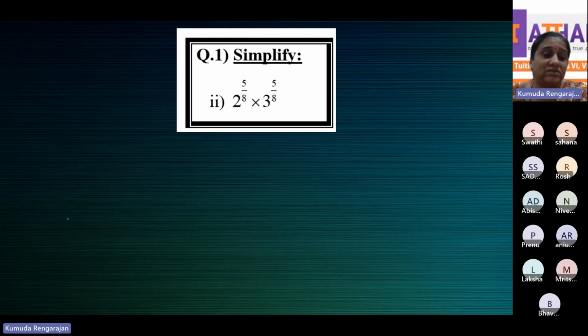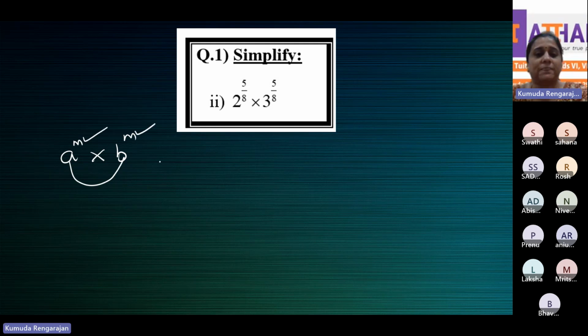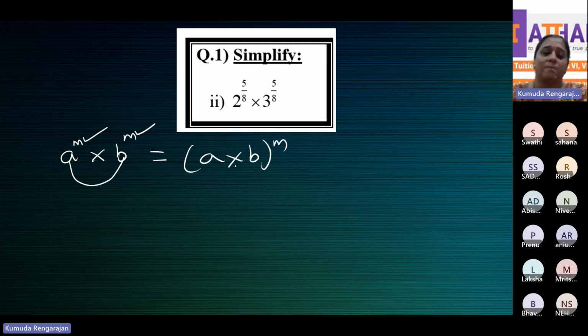Now here you see that the bases are different, but the powers are the same. So the rule is a to the power m into b to the power m. Bases are different, a, b, but the powers are the same. This is equal to a into b, the whole power m. Multiply the bases and raise it to the same power m. When bases are different but they are raised to the same power, multiply the bases and raise it to the same power.